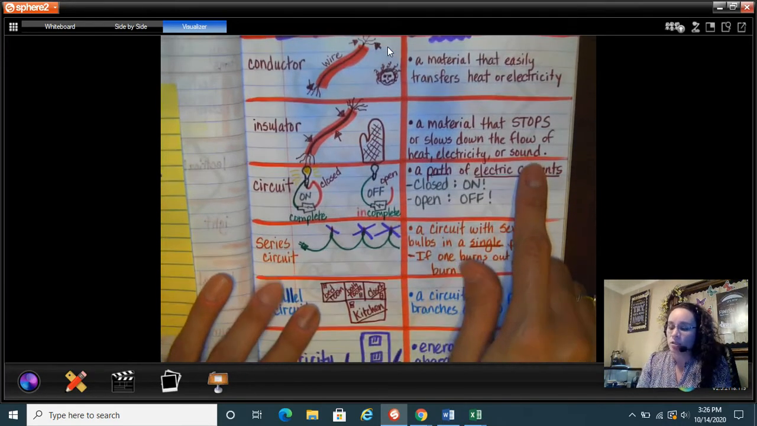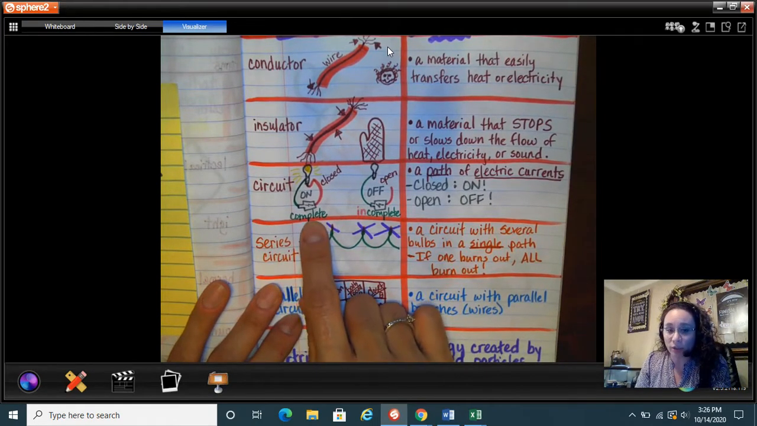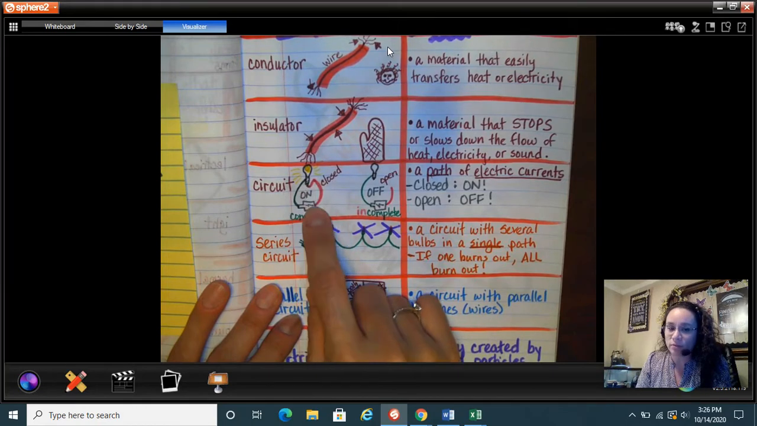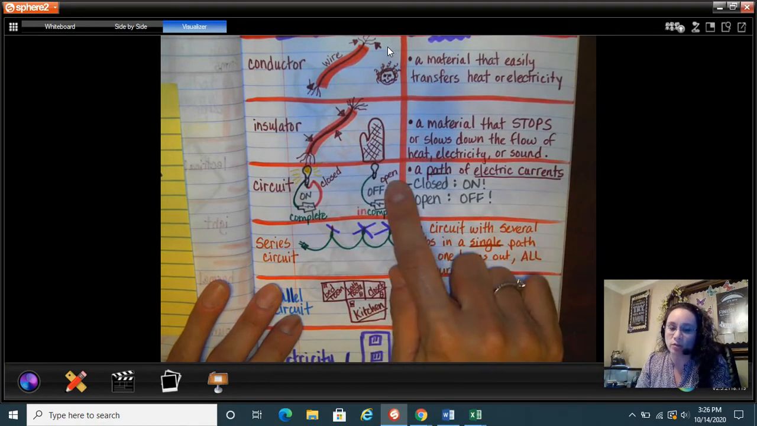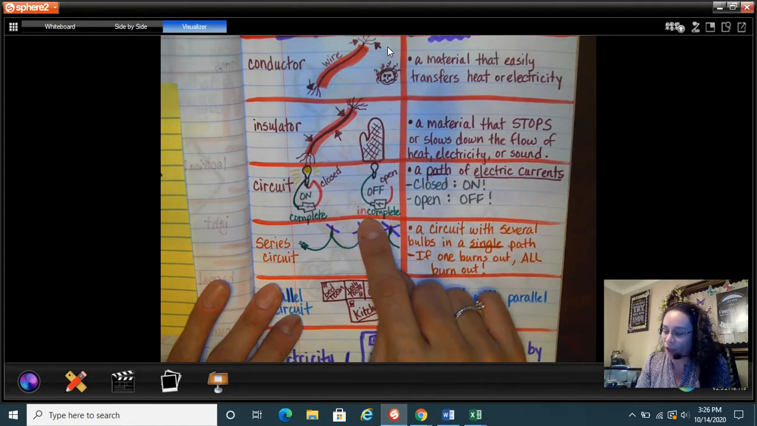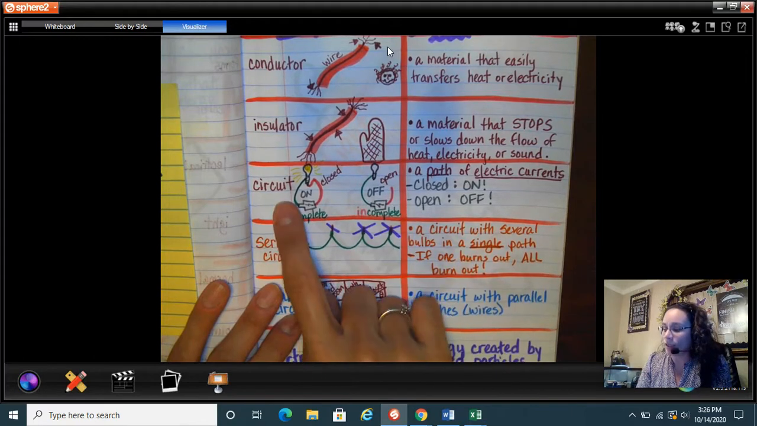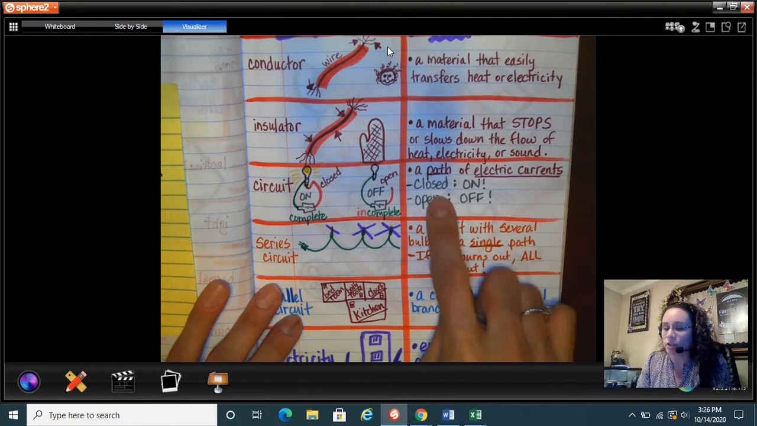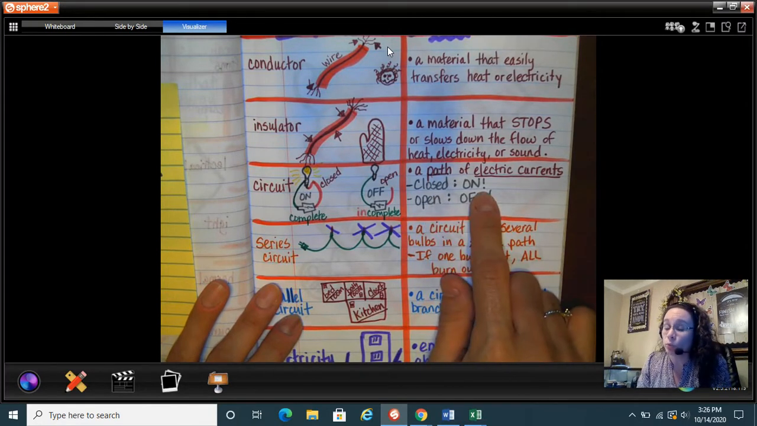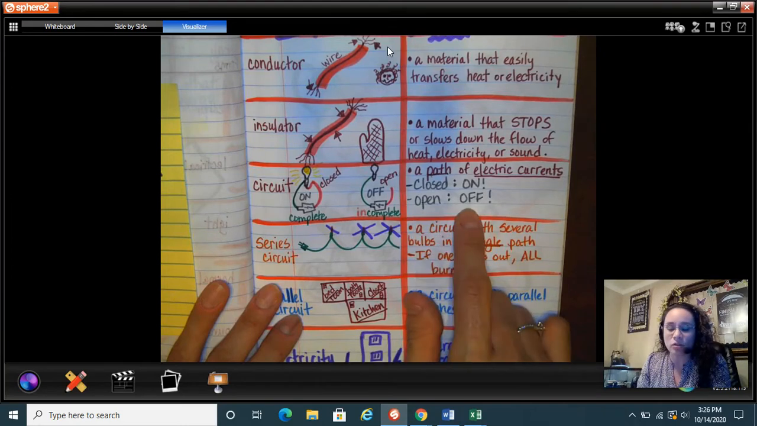Okay, circuit. If you're building a circuit, it can have a complete circuit all the way around and the circuit is closed, or you can have an open circuit where it's incomplete. That means a wire is open. Okay, but a circuit is a path of electric currents. Okay, if the circuit is closed, that means the light bulb will turn on. If the circuit is open, the light bulb's not going to turn on, it's going to be off.